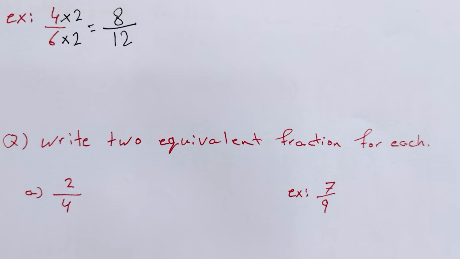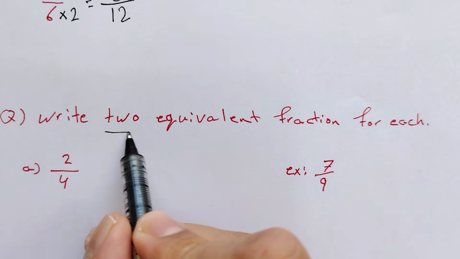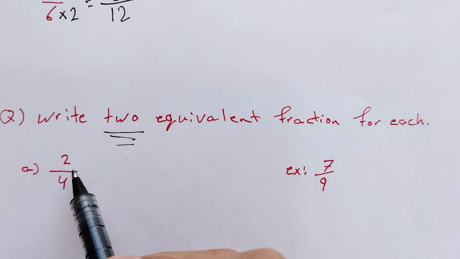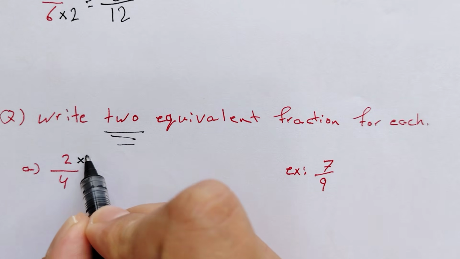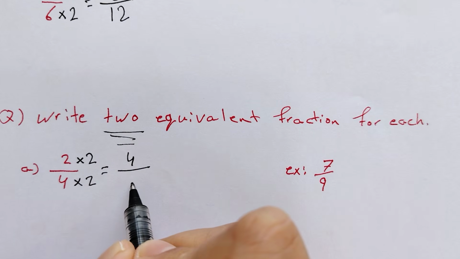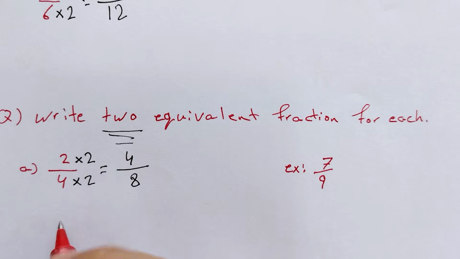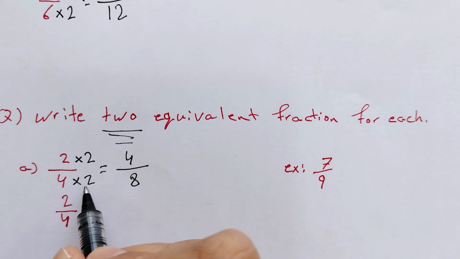We have a question. This question says write 2 equivalent fractions for each. This is our keyword: 2 equivalent fractions. For example, the first one we have is 2 over 4. Remember, for finding the first equivalent fraction, we multiply by 2. Then it will be 4 over 8. But we are not done, because the question says 2 equivalent fractions and we only found one. So we will write the fraction again, 2 over 4.